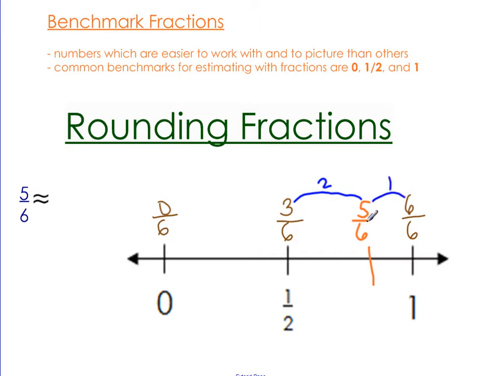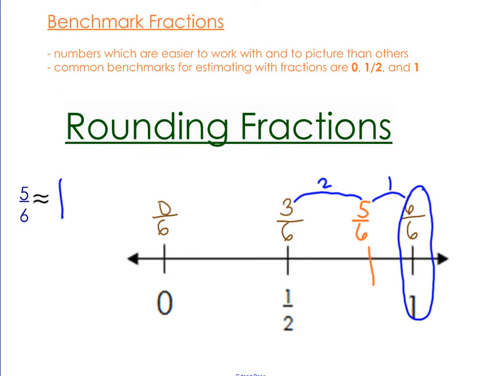So this means 5/6 is closer to 6/6, which is the same as 1. So 5/6 rounds to 1. We're going to use our benchmark fraction. Even though we rounded it to 6/6, we have to use the benchmark fraction, either 0, 1/2, or 1. So 5/6 is approximately equal to 1.